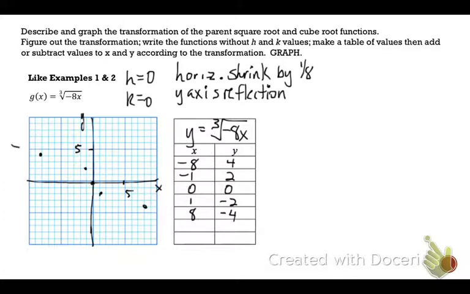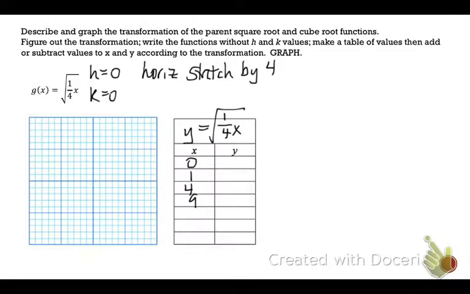All right, and then I'm going to have that same, it's almost like a propeller. There we go. And I have that horizontal shrink. So it's shrinking away from the x-axis, which actually kind of stretches it out. Our domain of our cube root function is all real numbers, and our range is all real numbers.